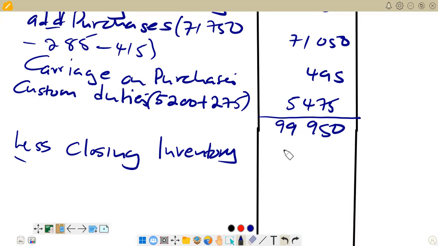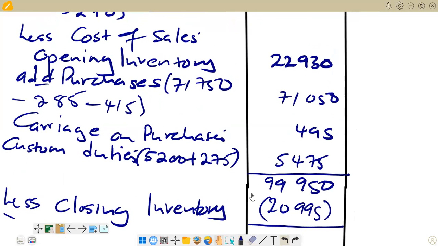So here now, 20,995. Remember we are subtracting, so we can show it by putting brackets there. So now we have finished the formula for calculating cost of sales. We can close and calculate there. And obviously the figure that we are going to get for cost of sales is going to come up here in line with cost of sales.